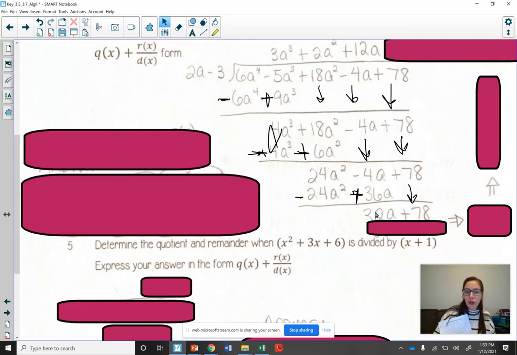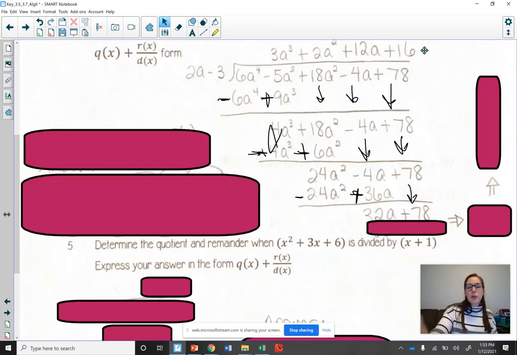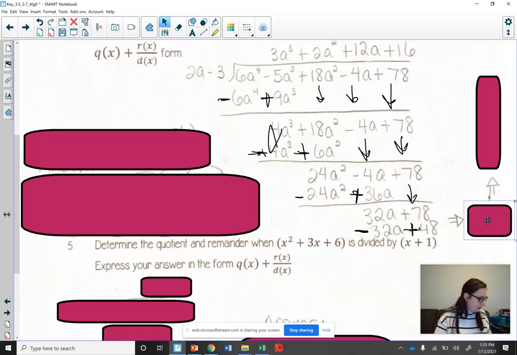32a, our new first term, divided by 2a. 32 divided by 2 is 16, and the a's cancel. So 16 times 2a is 32a, and 16 also gets multiplied to this minus 3, which is minus 48. Subtract, change the signs, and that adds. I might have done this wrong.